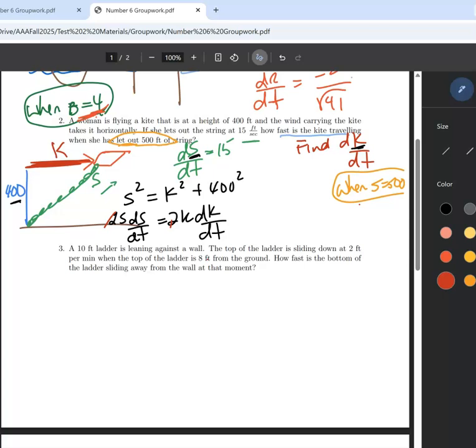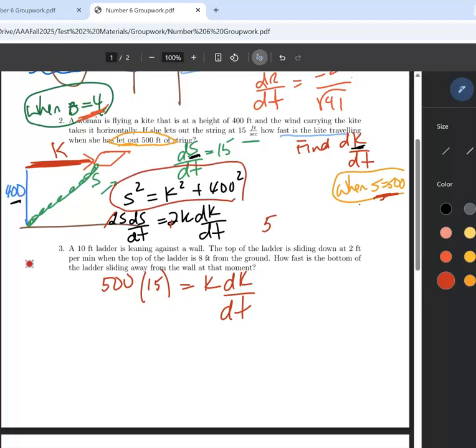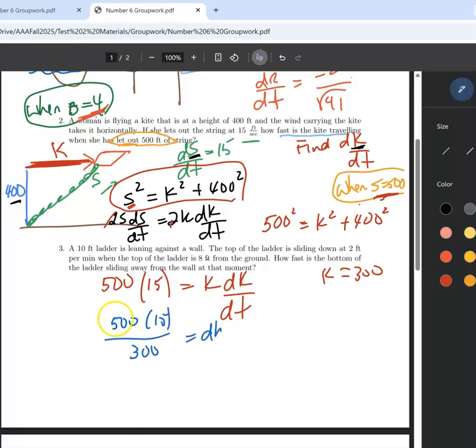And let's see what I've got to plug in. S I have is 500. ds over dt, oh, that's 15. Equals k, and then dk over dt. So now here's where I use the 500 in the original equation. So if I have 500 squared, right, s squared equal k squared plus 400 squared. So this is our classic 3, 4, 5 triangle. So you would end up getting k is 300. So we'll just use that. So I'd have 500 times 15 over 300 equals dk over dt.